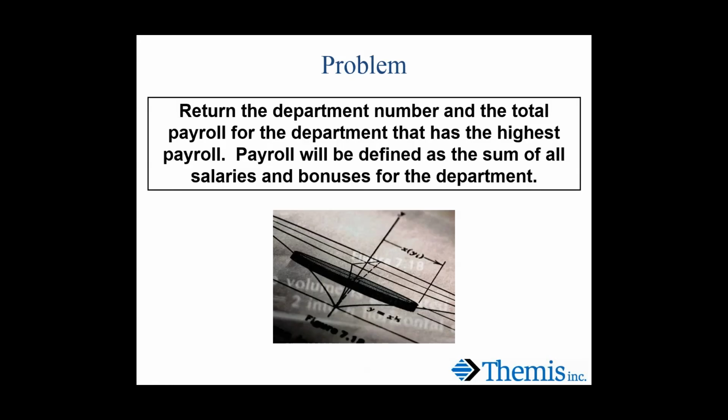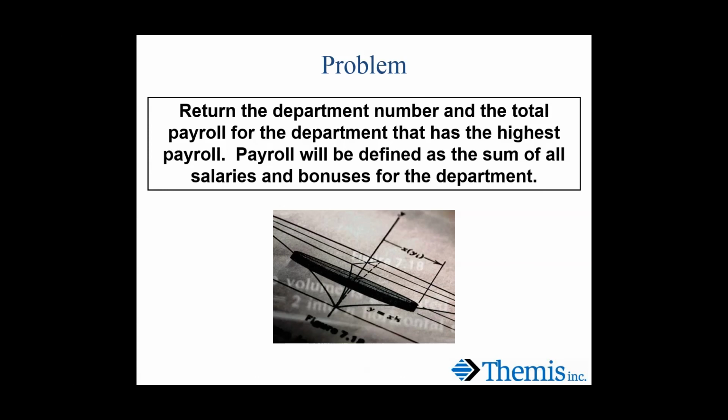So here's a sample problem that we're going to try and solve with table expressions. We want to return the department number and total payroll for the department that has the highest payroll. Payroll is defined as the sum of salaries and bonuses for that department.